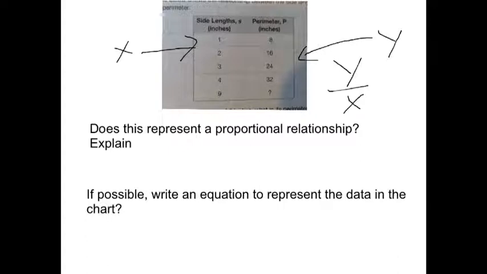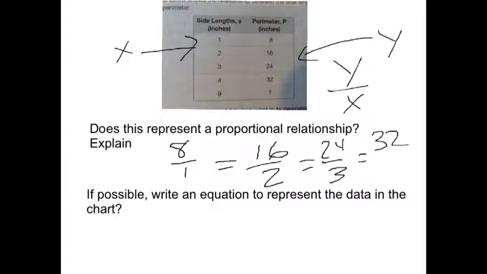So in this case, my question would be, does 8 over 1 equal 16 over 2 equal 24 over 3 equal 32 over 4? So I'm taking the output, my y's, over the input, my x's, to get what I'm going to call my unit rate, also known as my constant of proportionality. And the reason I know that my side length is the input and my perimeter is the output is because I can't figure out my perimeter unless I know my side lengths.